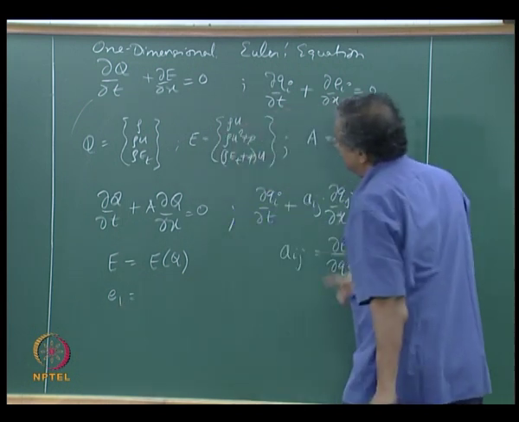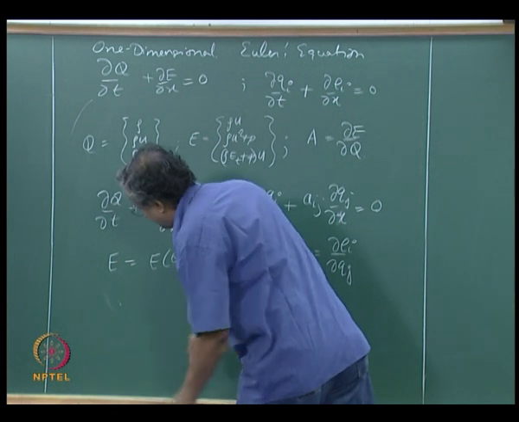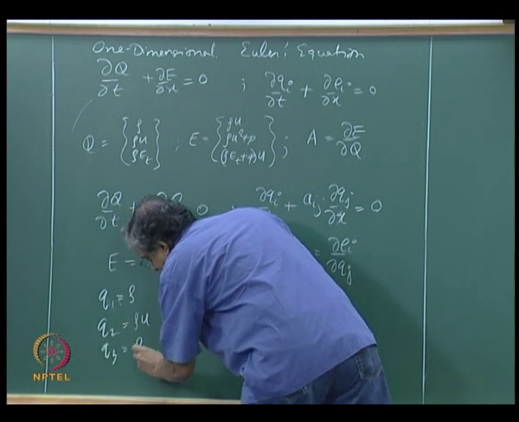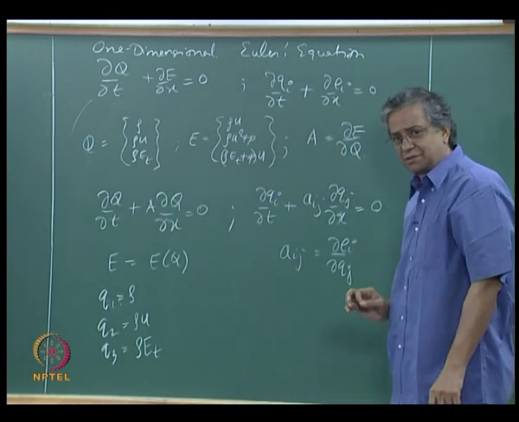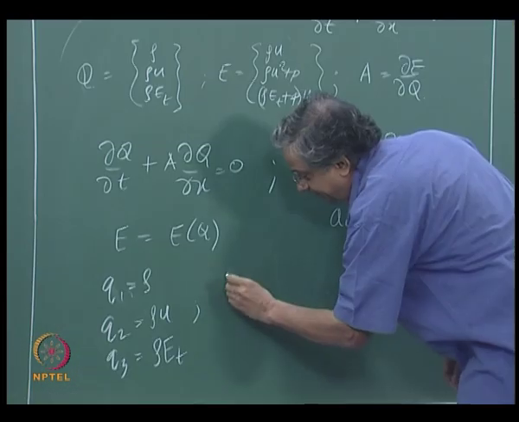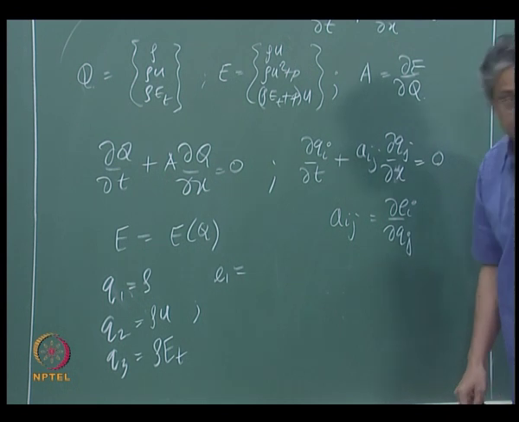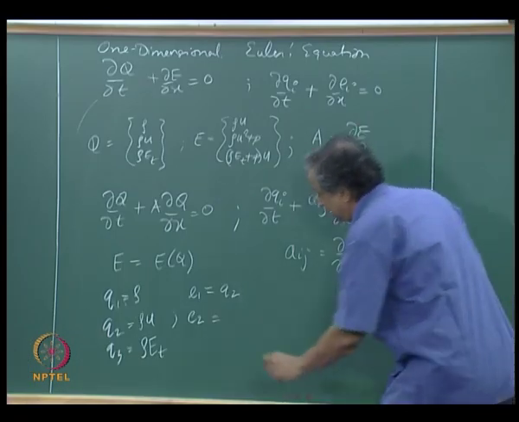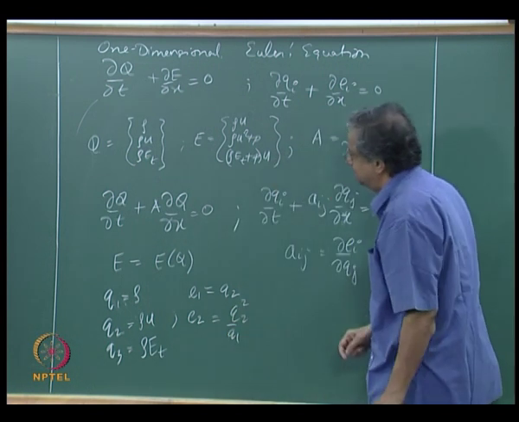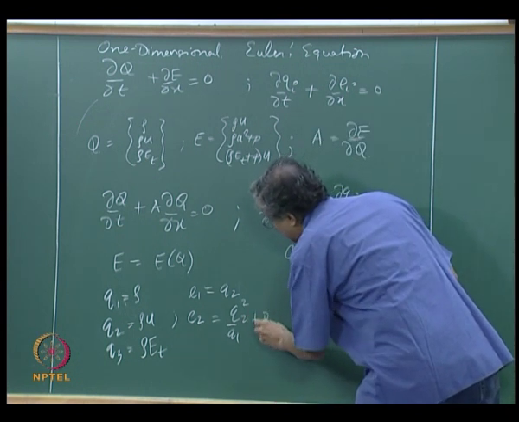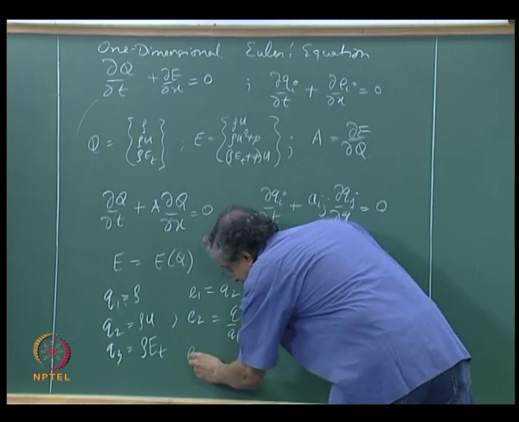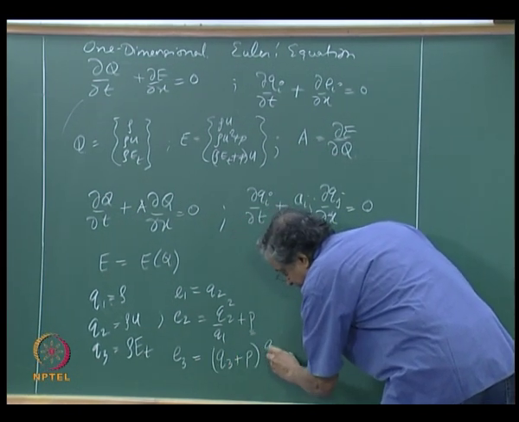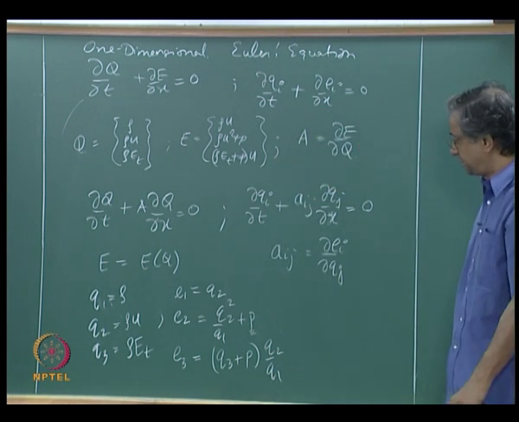So I will write E1 as, what is E1? Let me write, Q1 therefore is rho, Q2 is rho u, Q3 is rho e_t. What I am suggesting to you is always write it in terms of Q1, Q2, Q3, that way you will not make mistakes. E1 is Q2, E2 is Q2 squared by Q1 plus a P we have to figure out, and E3 is Q3 plus P times Q2 by Q1. You understand. So the only issue is how do we find P.